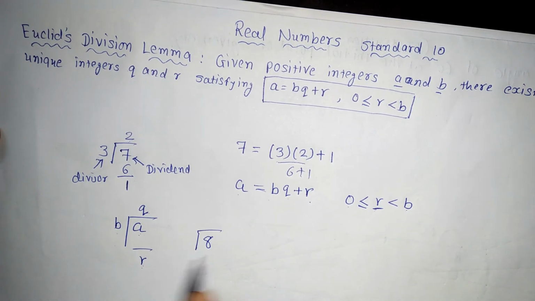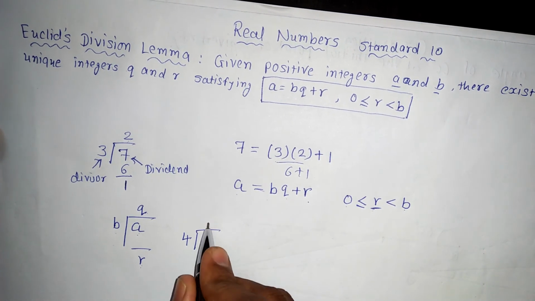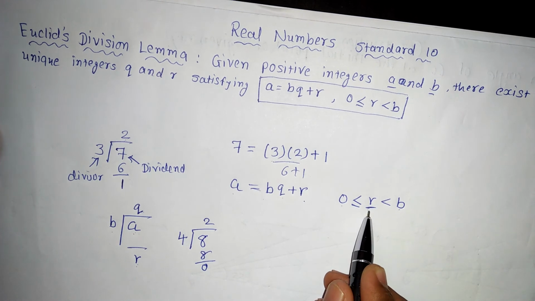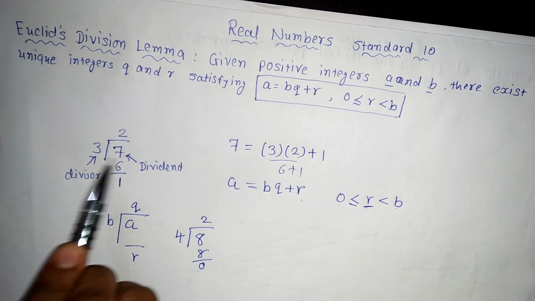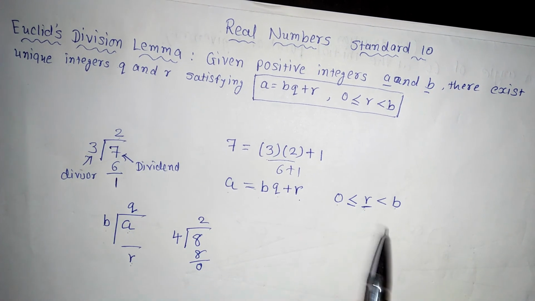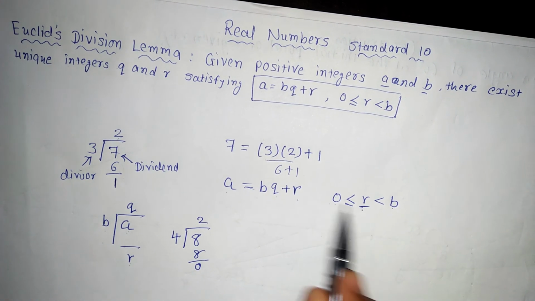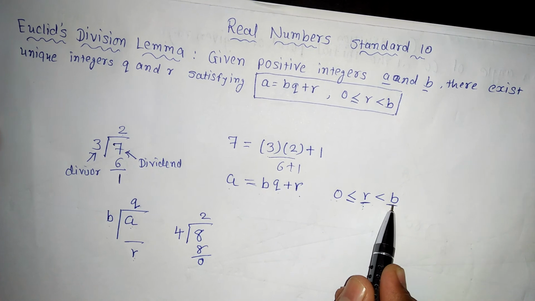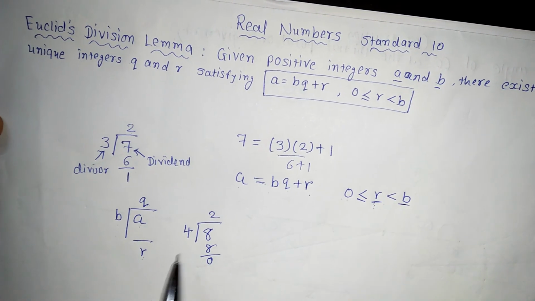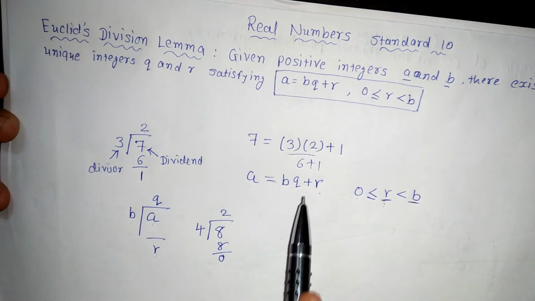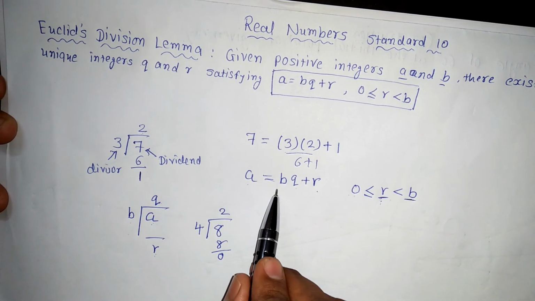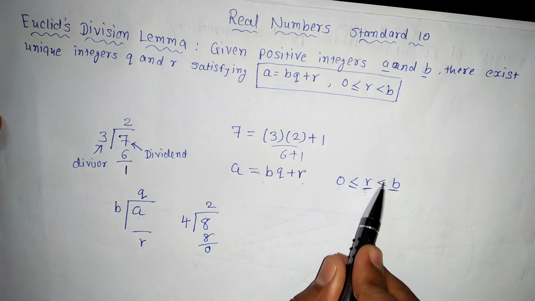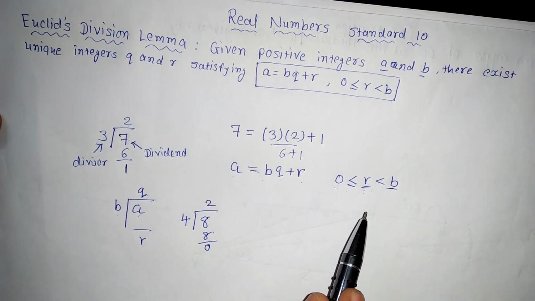Let us check with another example. Suppose I take 8 and try to divide by 4. Then 4 twos are 8, and I get remainder 0. That means the remainder can be equal to 0. Or here you can see 7 divided by 3, we got 2 and the remainder was 1. So r is more than 0 or equal to 0, but it can never be more than b, or we can say it is always less than b. You can check this in any condition. So Euclid's division lemma says that a is equal to bq plus r, but the condition is that 0 is less than or equal to r, which is less than b. I hope you have clearly understood this division lemma.